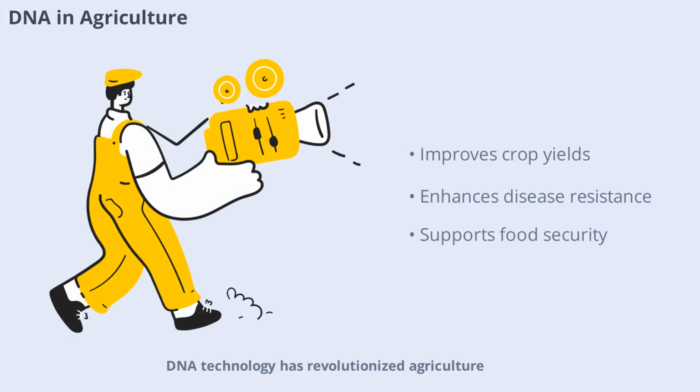DNA technology has revolutionized agriculture. By understanding the genetic makeup of crops and livestock, scientists can breed varieties with better yields, disease resistance, and nutritional value. Genetic modification allows for the creation of plants that can withstand harsh conditions, helping to feed a growing global population.